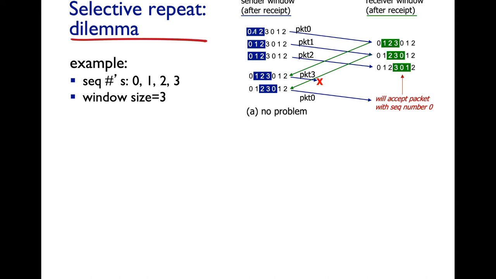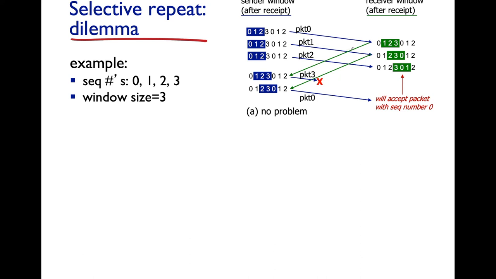Here, with the window size 3, we send all of the packets using sequence numbers in our window. So we send packet 0, 1, and 2. We receive that 0, send the ACK 0, send the ACK for packet 1. So now, when we send that ACK for packet 1, we slide the window on the sender, and we slide the window on the receiver. Once the ACKs come back, we slide the sender window, but as soon as we receive successfully and deliver, we slide the window on the receiver.